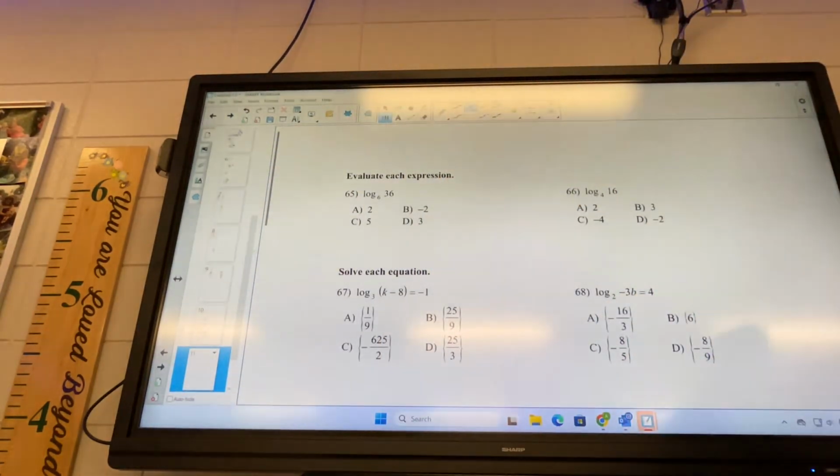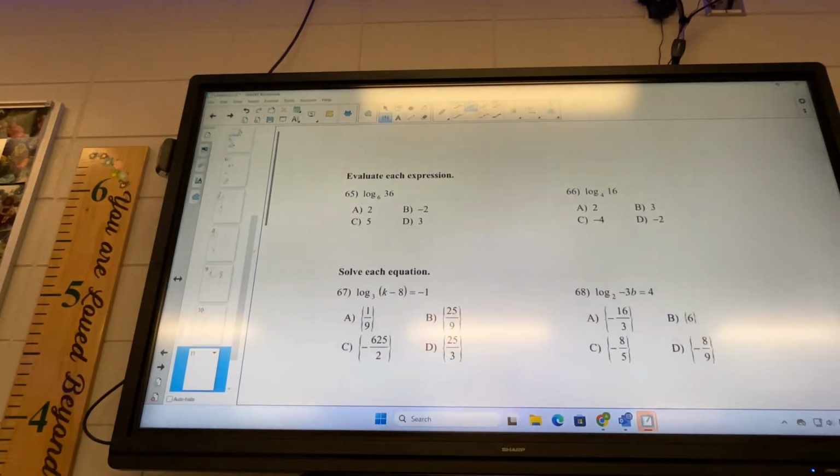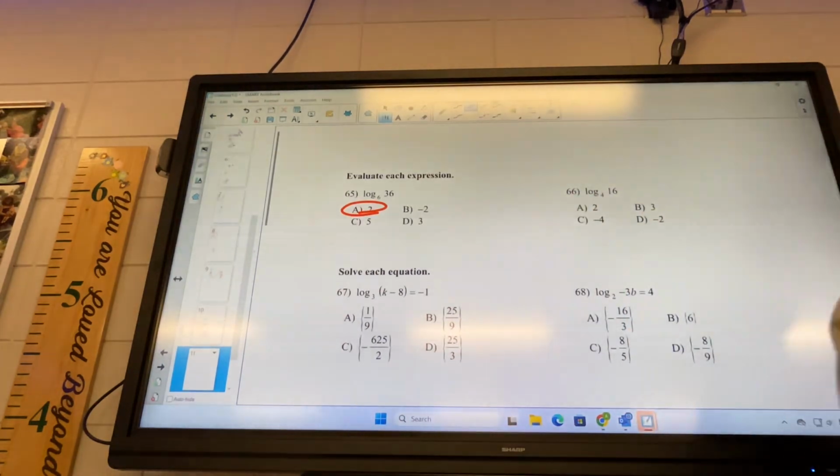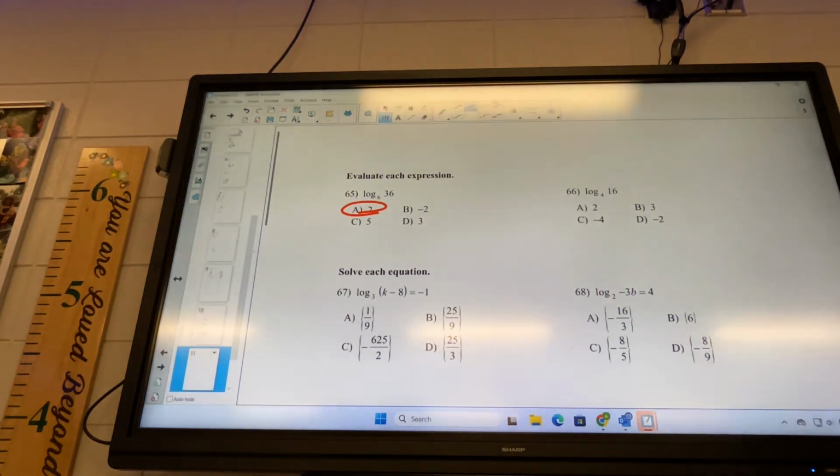65, what do we do for those? We type it. Yeah, we just plug it in the calculator. Okay, what is that? 2. Close.